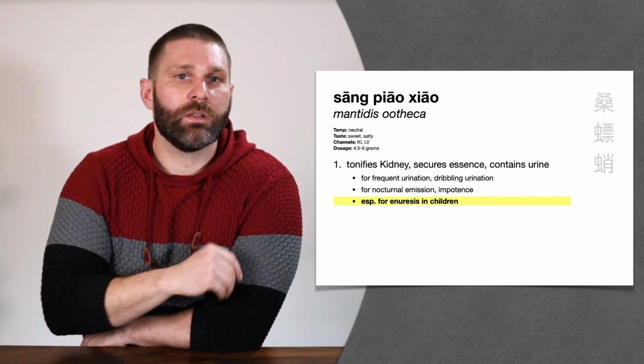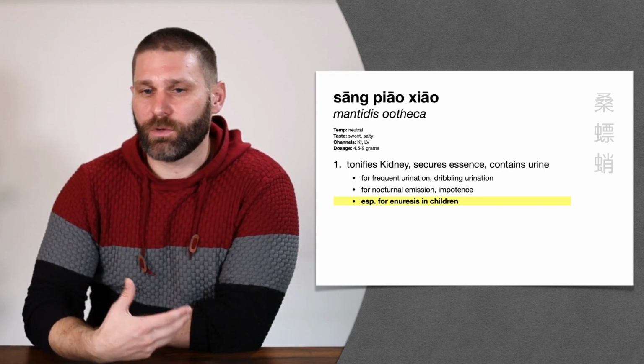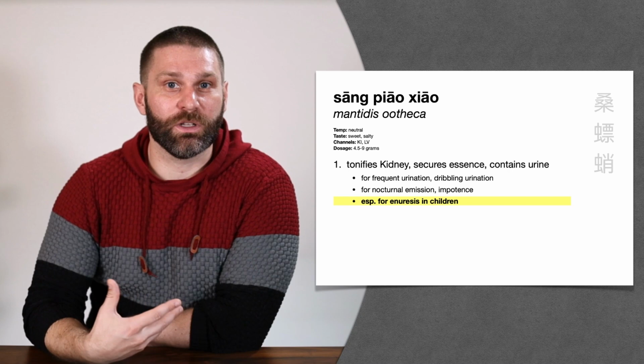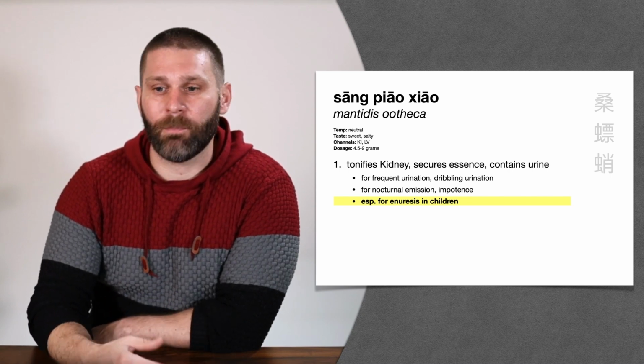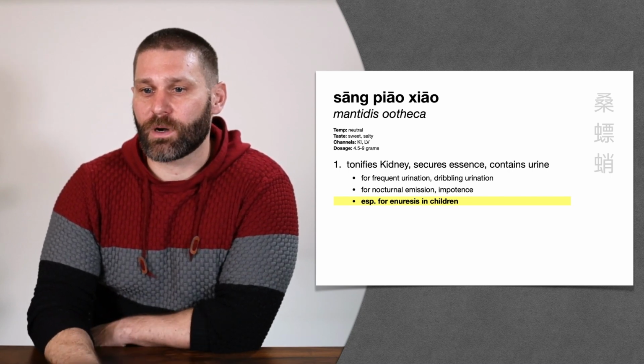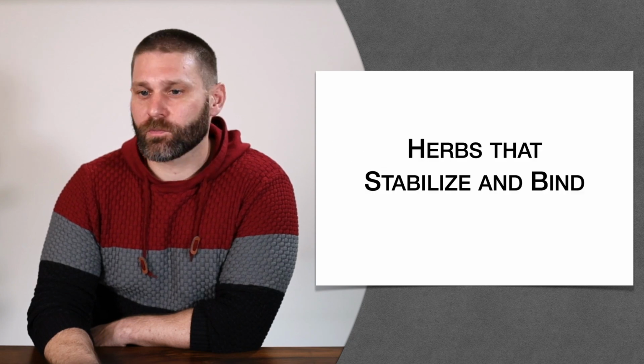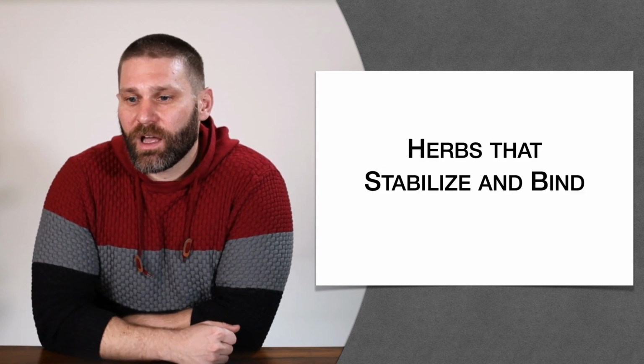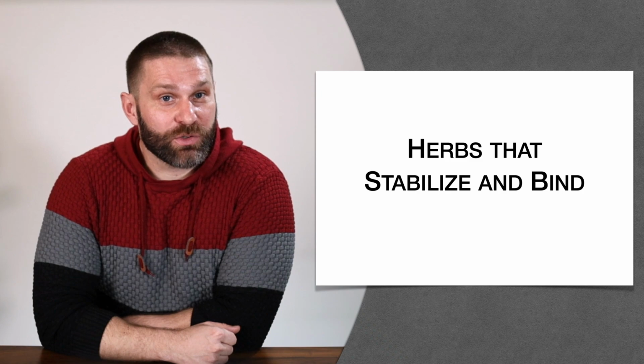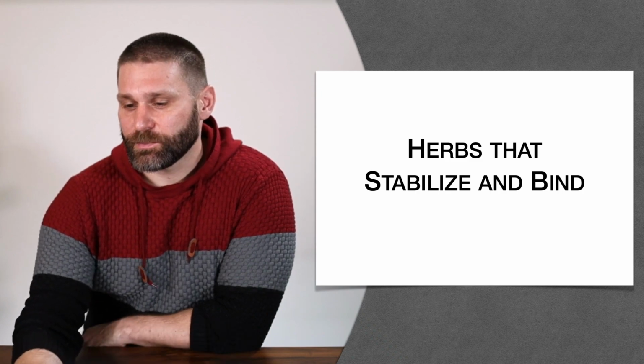So this one may or may not be on your syllabus in school, but it is on the NCCAOM list, and we learn one formula where this comes up. So for Sang Piao Xiao, I would remember bedwetting. So that is our herbs that stabilize and bind, or our herbs that induce astringency to stop leakage.